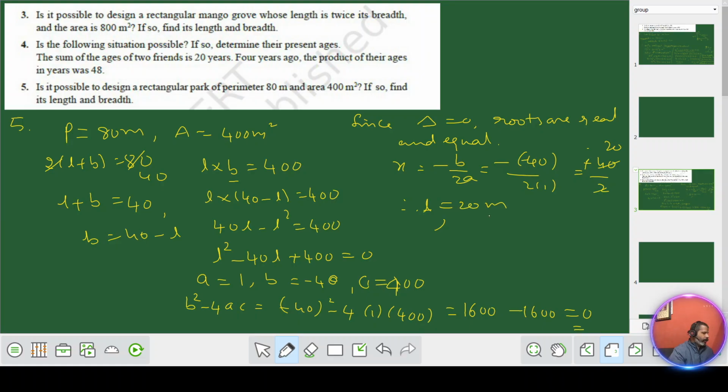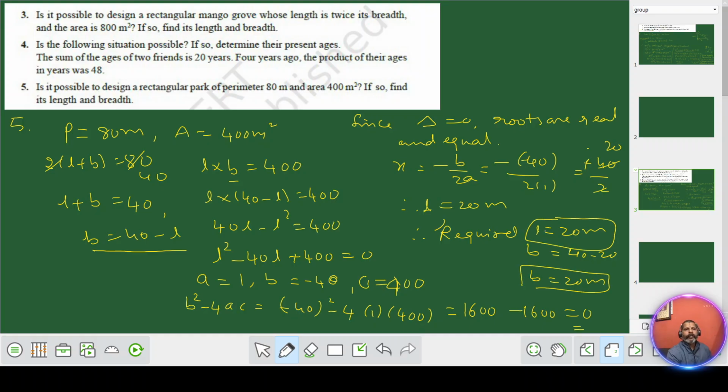L is 20 meter. Therefore, they asked to find length and breadth. Required L is 20 meter. Breadth is what? We have this 40 minus L, right? So 40 minus 20, 20 meter. How do you verify? Just check out. Area is 400: 20 into 20, length into breadth, 20 into 20 is 400 meters square, right?